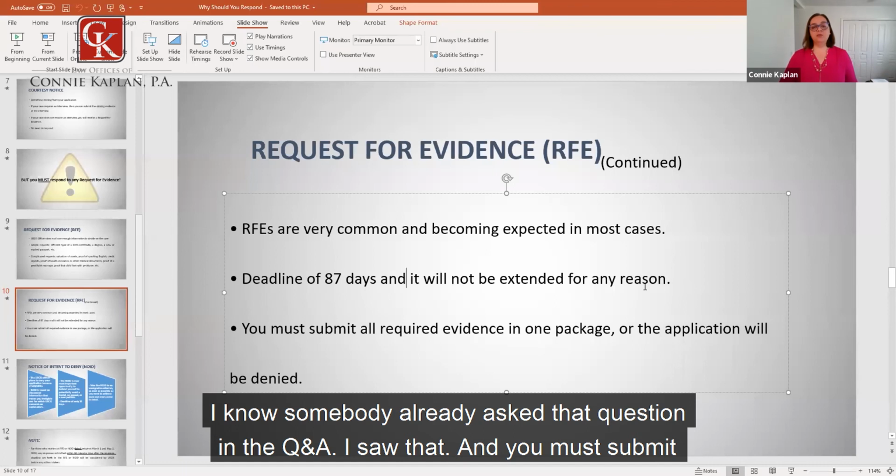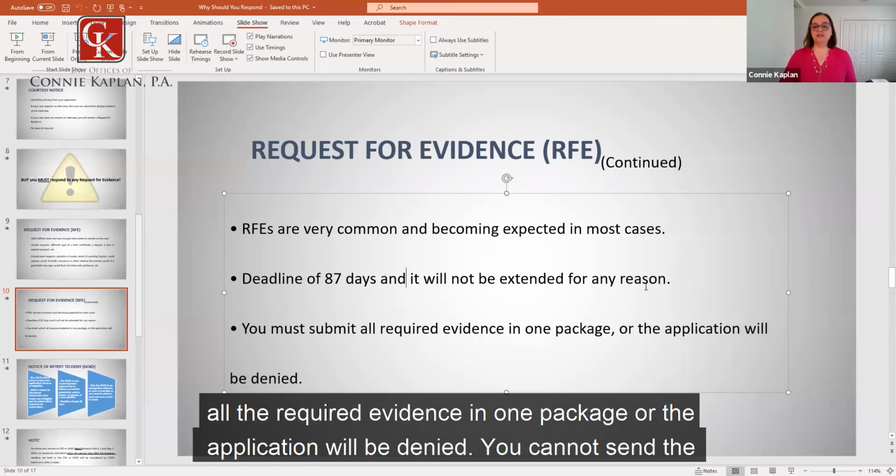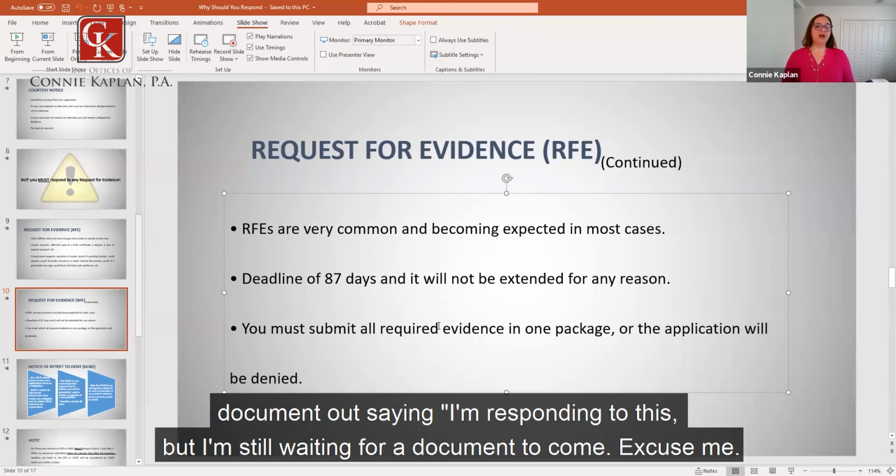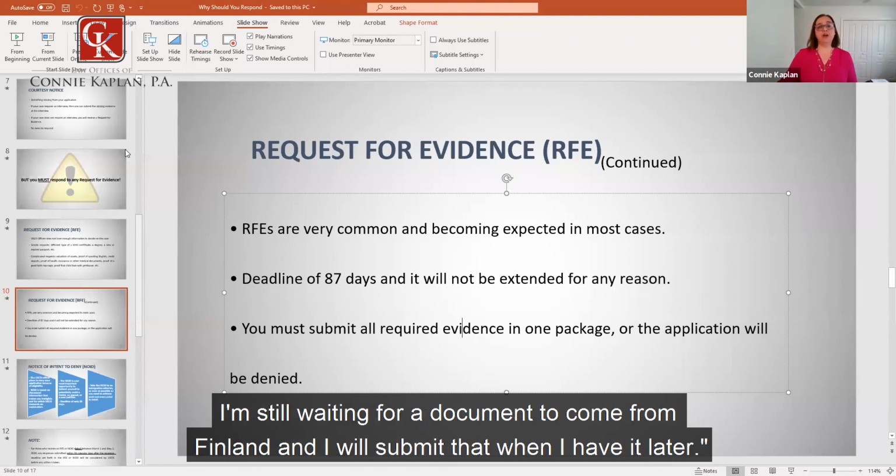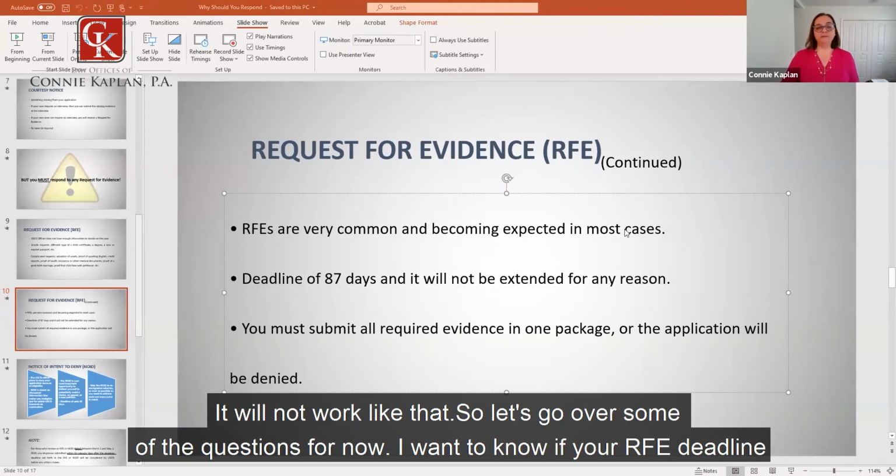And you must submit all the required evidence in one package or the application will be denied. You cannot send a document saying, I'm responding to this, but I'm still waiting for a document to come from Finland, and I will submit that when I have it later. It will not work like that.